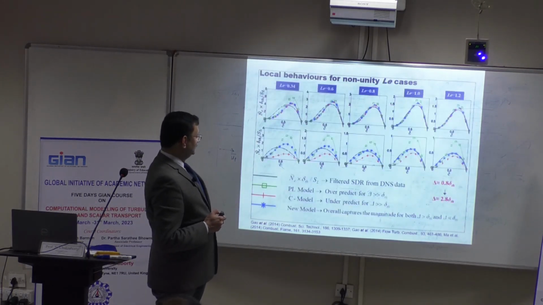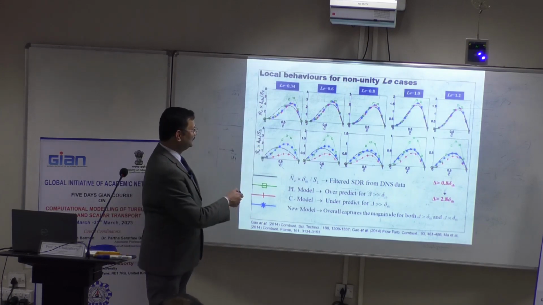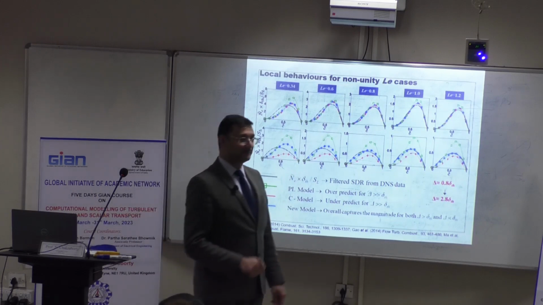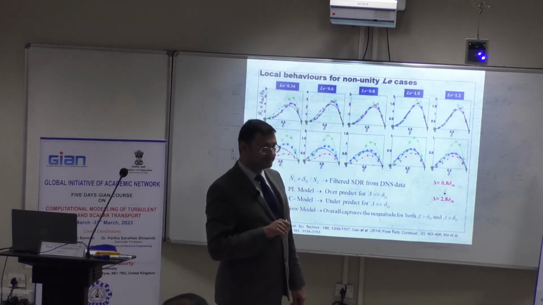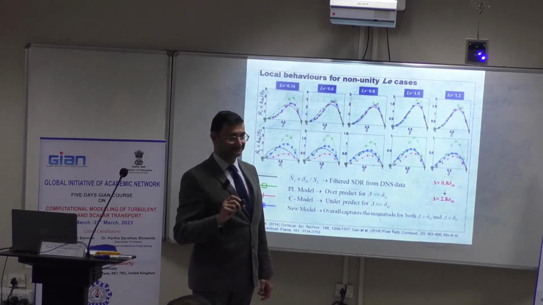For non-unity Lewis number, it's not perfect. But if you look at the blue line in comparison to the green line or red line, I think probably one can live with that. Nothing better exists at this point in time.